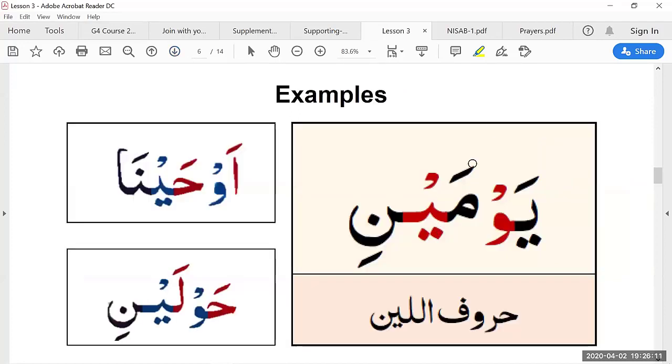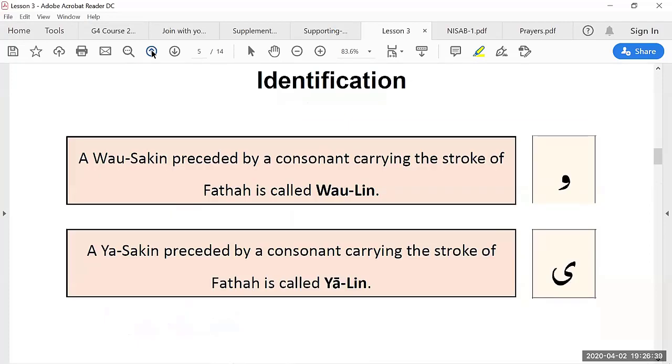Here. So in these examples, we have both Vaw lean and Ya lean. Okay. And the same for these words as well. So in these words, we can see both lean letters together.